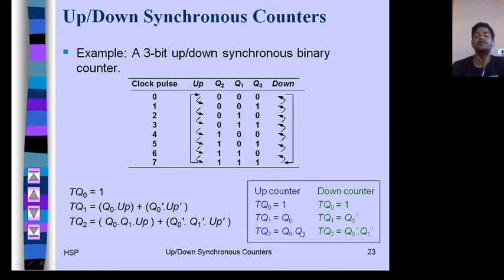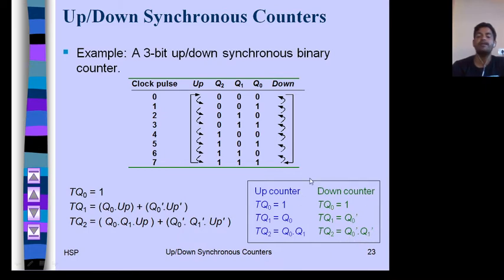Now what will you do in the down counter? In the down counter you do not need to worry, just complement: Q2 bar, Q1 bar, Q0 bar. 000 is the first state of your up counter, and 111 is the first state of the down counter. If we complement 111, it will become this. So TQ0 is 1, TQ1 is Q0 dash. Similarly, TQ2 is Q0 dash and Q1 dash.